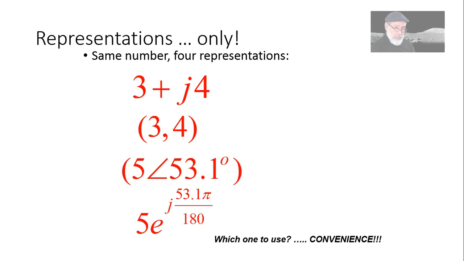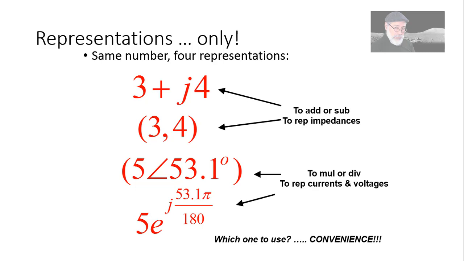Which one do we use? There is one rule: convenience. We will use one or the other depending on what we're using the complex number for. If we're representing impedances in ohms, we use rectangular mode, or if we need to add or subtract complex numbers, right? But if we are representing currents or voltages, or we're multiplying or dividing complex numbers, it's going to be more convenient to use polar form or exponential form.